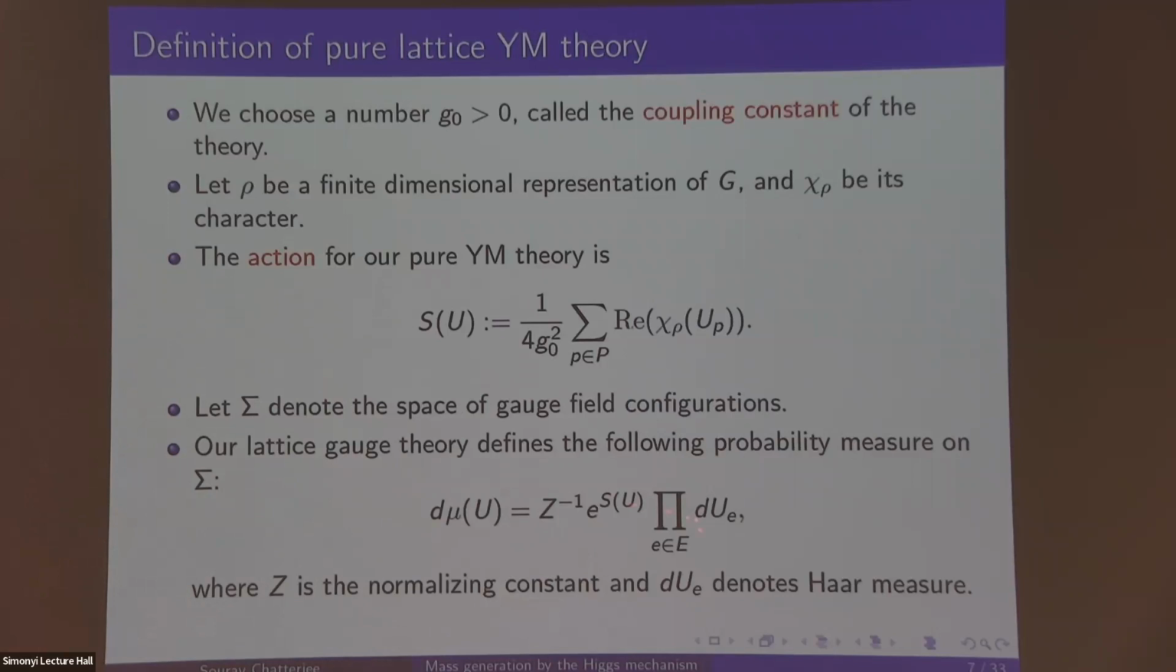Normalized Haar measure, this means volume 1. Volume 1, yeah. So it becomes a probability measure. Yeah, normalized Haar measure is volume 1. Okay. Other questions? Is the definition clear? So that's pure lattice gauge theory without Higgs fields. Okay. Typically, the integral of a function f with respect to this probability measure is denoted by angle brackets f. That's standard notation.